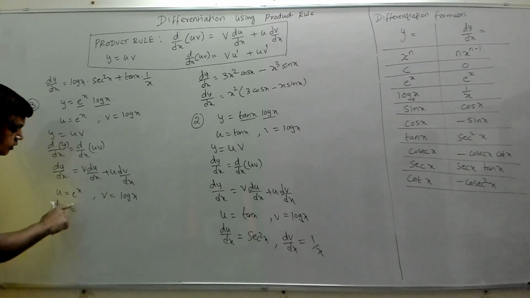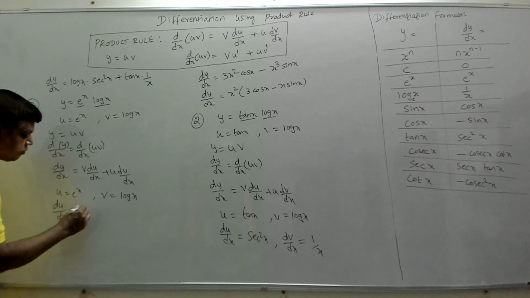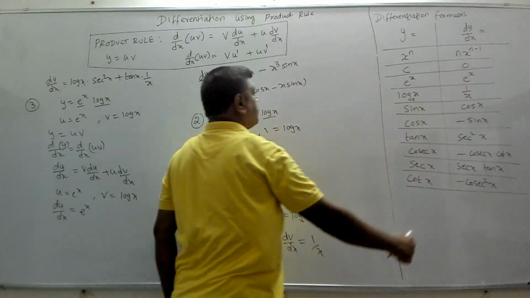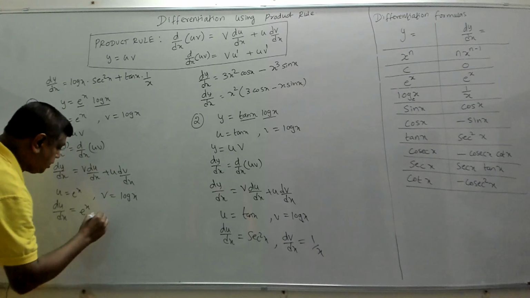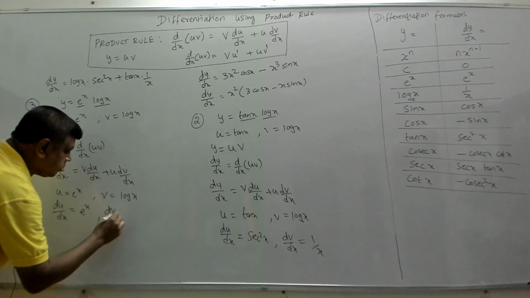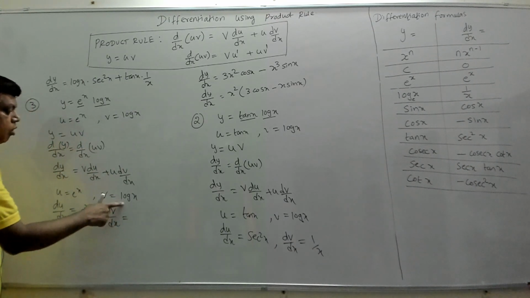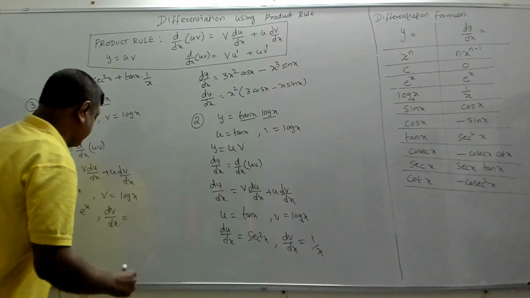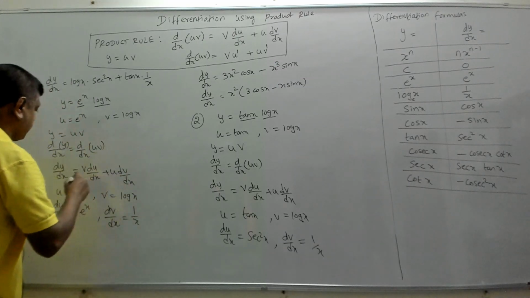This is du by dx equal to differentiation of e power x. E power x differentiation is e power x. Based on that formula, e power x differentiation is e power x. Then differentiating v with respect to x is dv by dx, that is equal to log x. Log x differentiation is 1 by x. So 1 by x. Now we have found all of them. Let's substitute in this formula.